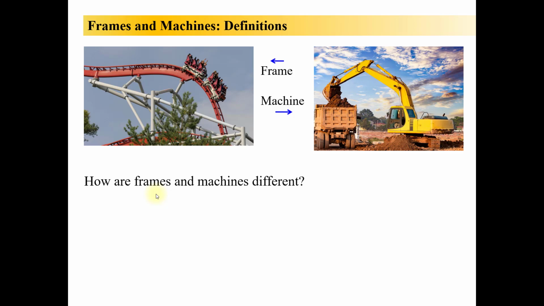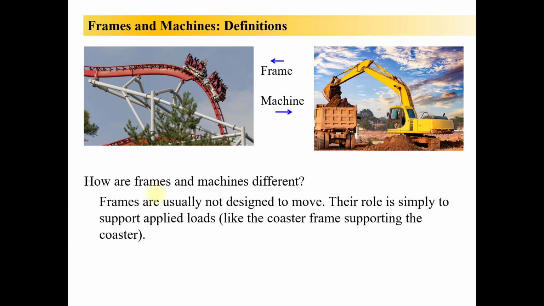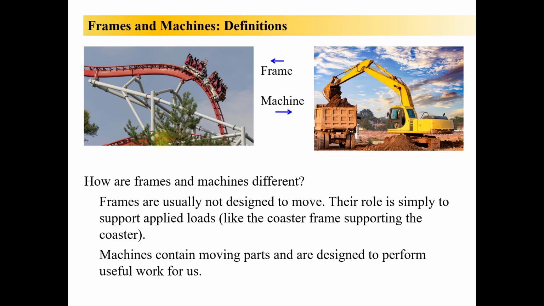How are frames and machines different? Well, frames are usually not designed to move. Think of them as the stationary structures, like for instance, the white components here of this roller coaster, the frame of the roller coaster. Even some of the red part here, just not the coaster itself, that would be the applied load, but this structure has to be designed to withstand the loads that are imparted on it by the coaster. Machines contain moving parts and are designed to perform useful work for us.